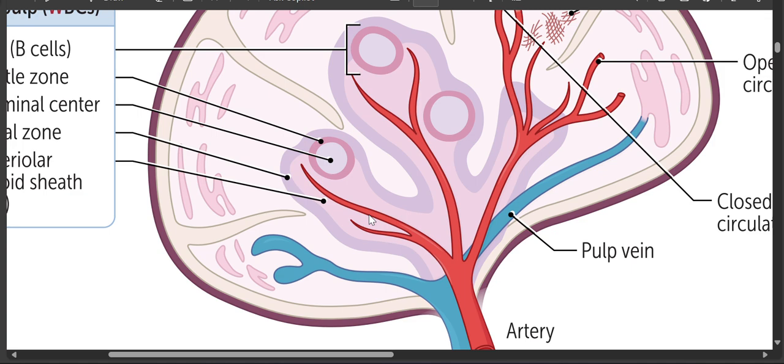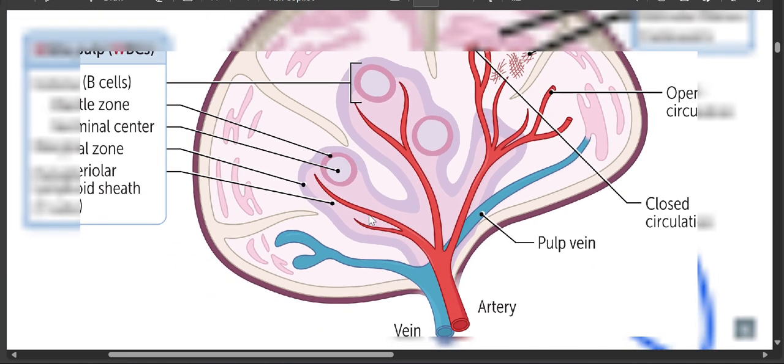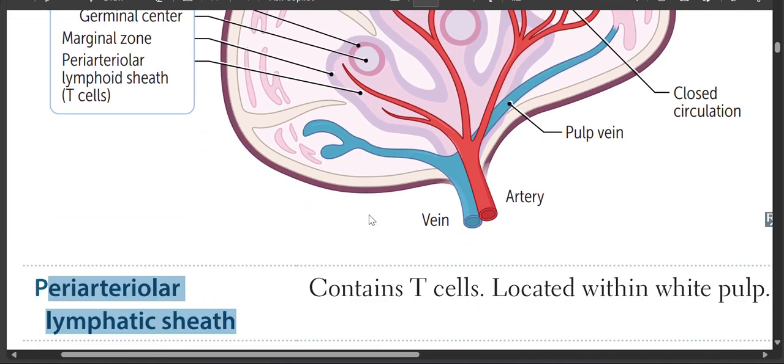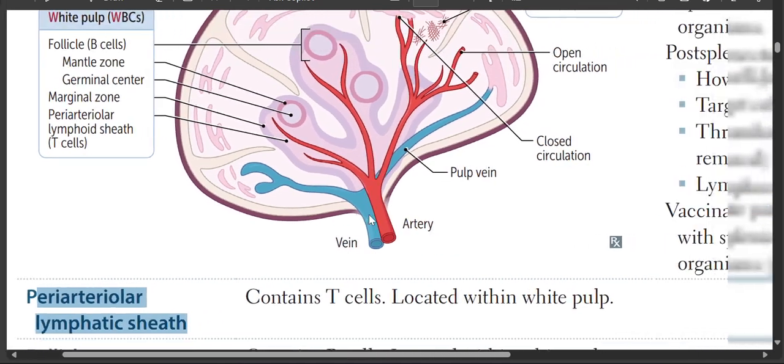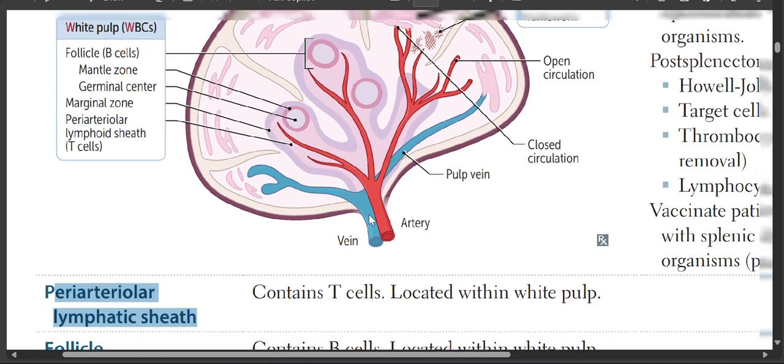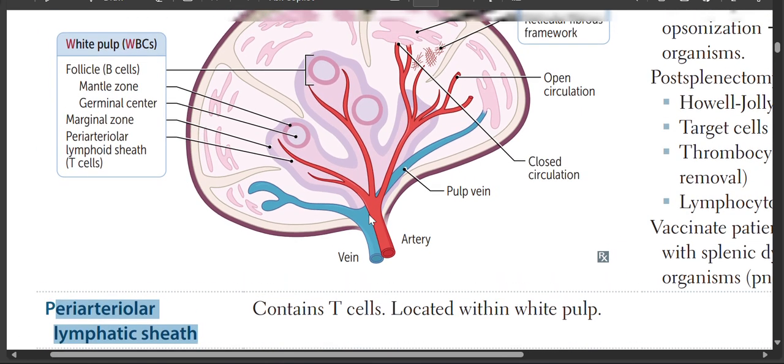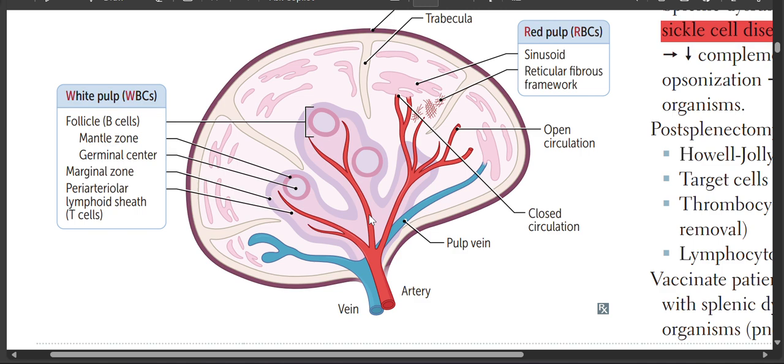Hi, Dr. Taha. Hello. So the T cells in the periarterial region, wouldn't they look for the antigens presented by the antigen presenting cell, so they can go ahead and activate the B cells? Yeah, that's actually a good answer. They will grab the antigens.